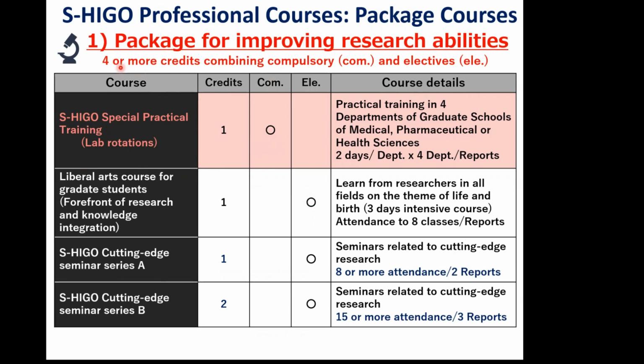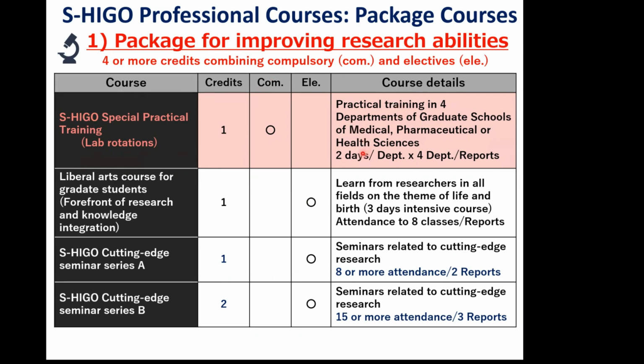And here you have to take 4 or more credits combining compulsory and electives. So here in compulsory, we have the S-HIGO practical training program. We also call it a lab rotation. It bears 1 credit, and you can select 4 laboratories who offer such a program from the Graduate School of Medical Science, Pharmaceutical Science, and Health Science.